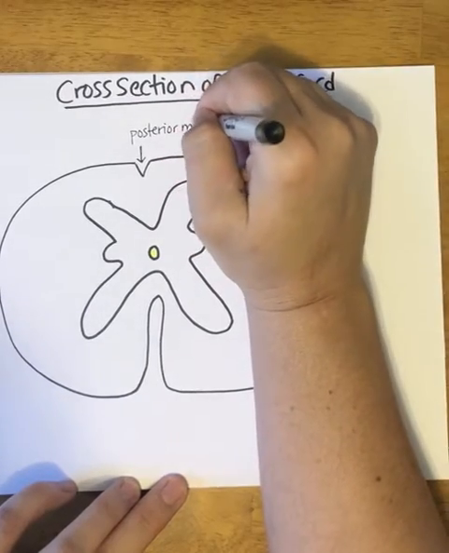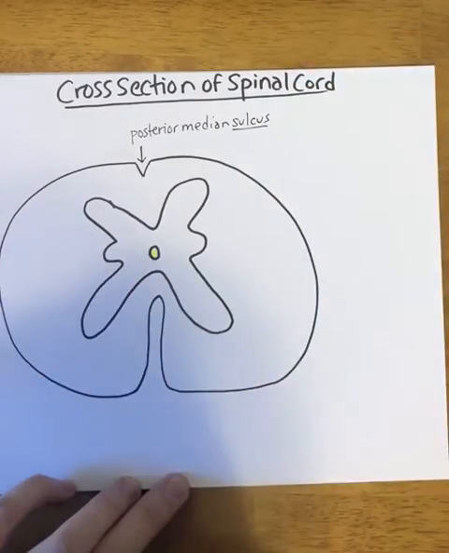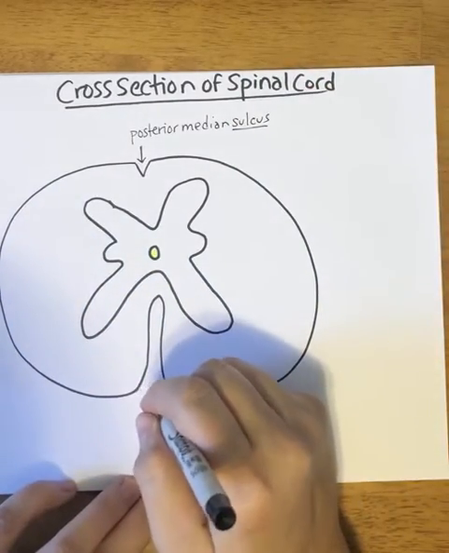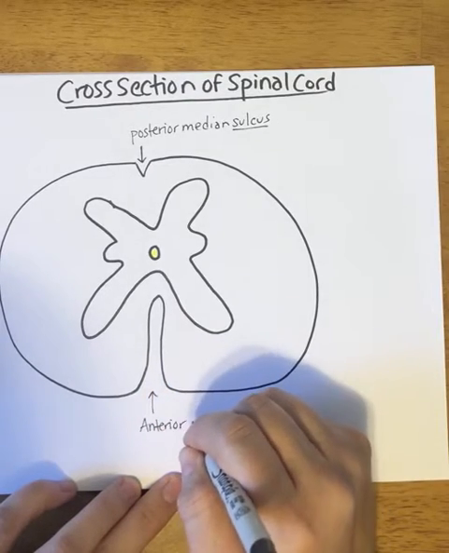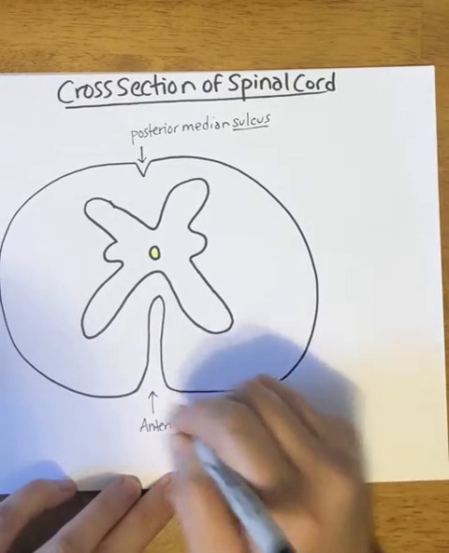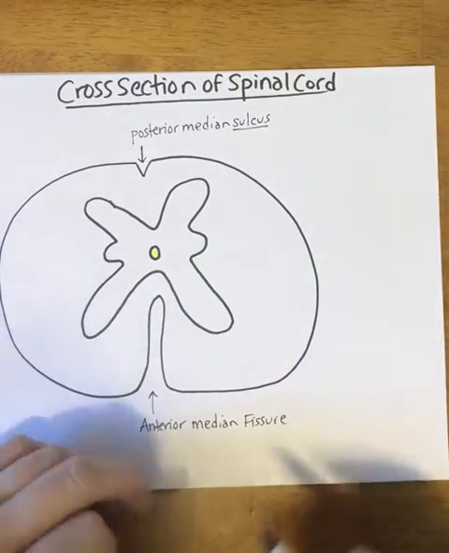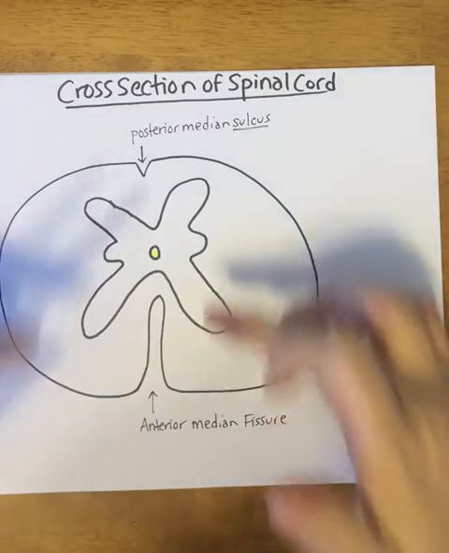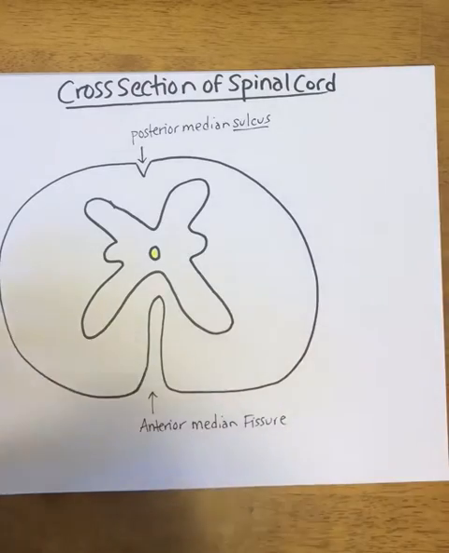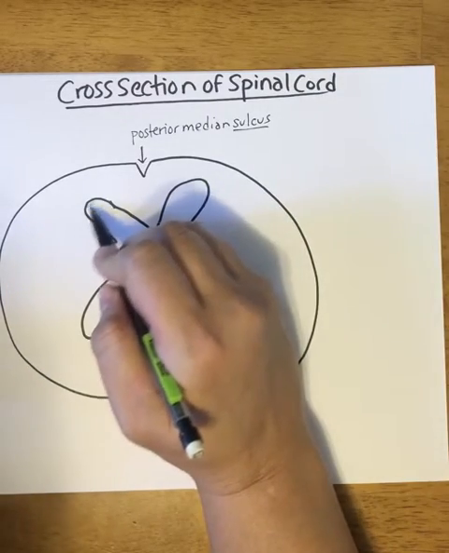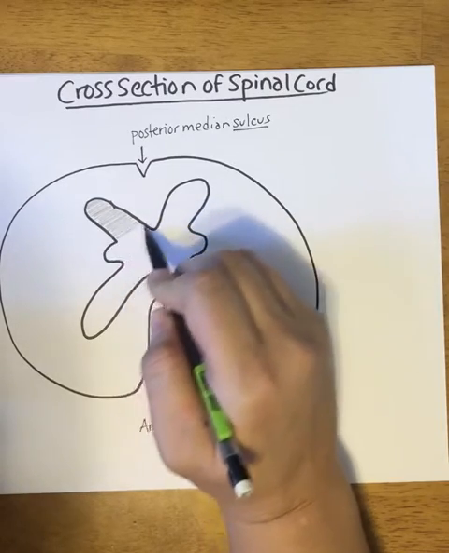Median in the middle, and sulcus means it's a shallow depression. Now the front is always going to be the anterior because it's in the front, median because it's in the middle, and it's a deep depression or groove, and that is your fissure. That is how you know anterior from posterior. Now all of this is called your white matter. Anything in the center is called your gray matter. So you can actually take pencil and you can color in your gray matter.